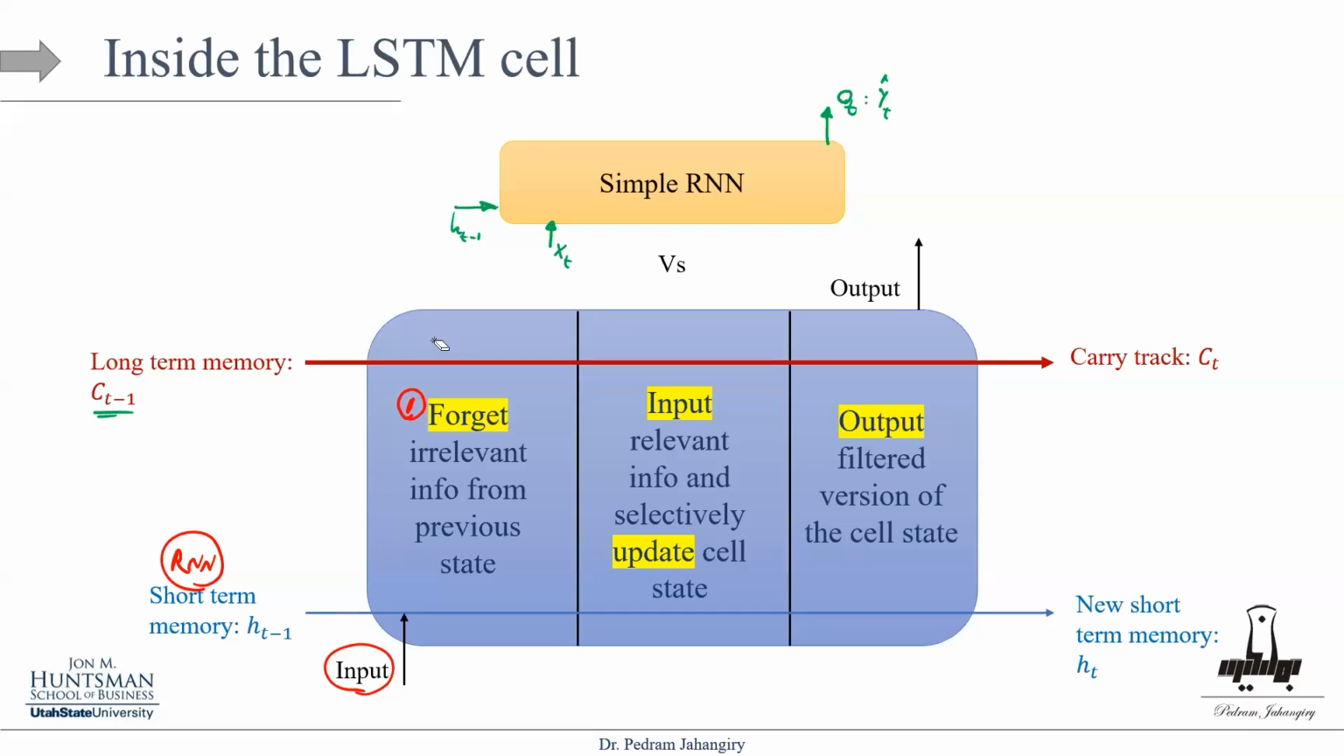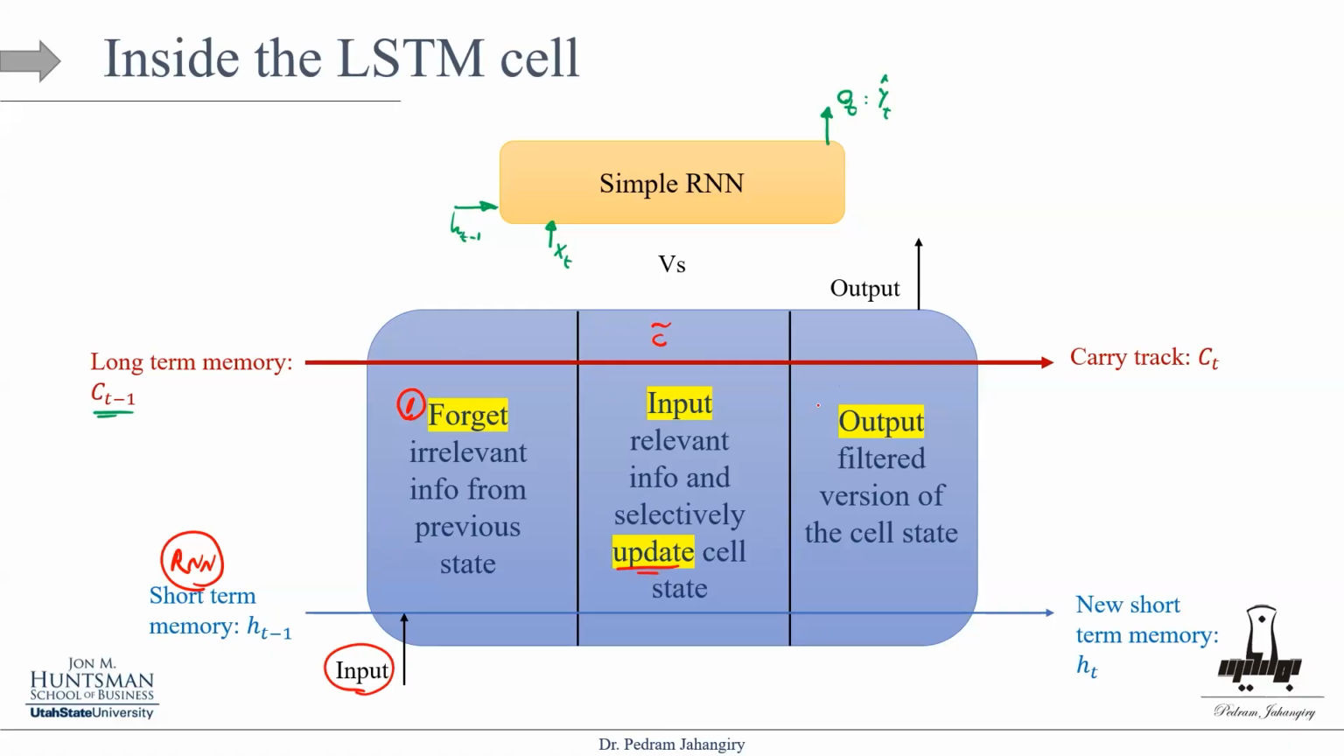Then the second and third gates are input and update, right? So we input relevant information. We want to introduce some candidate values. These candidate values we're going to show with a tilde, so C tilde. This is the candidate for your long-term memory. Those are going to be inputs, and you're going to update them selectively. We'll see what the update cell does in the next slide.